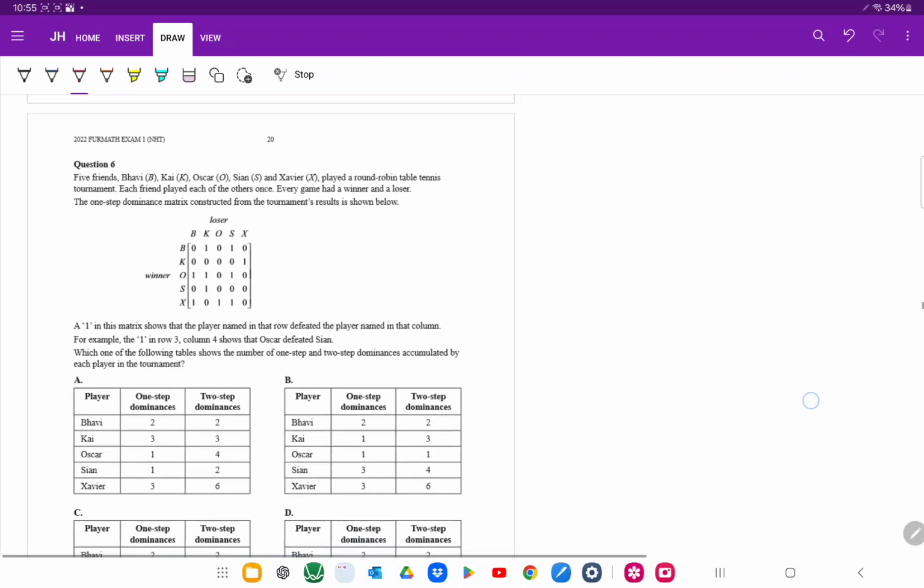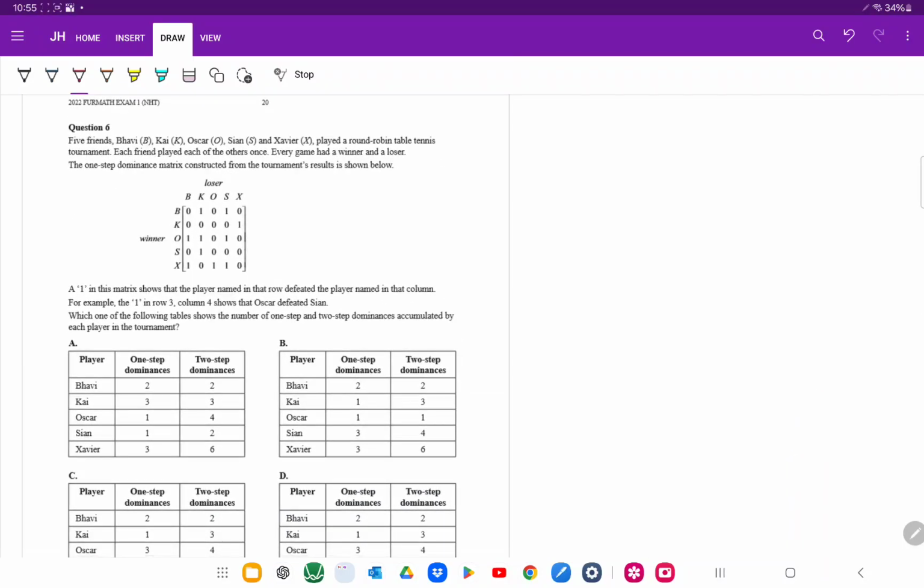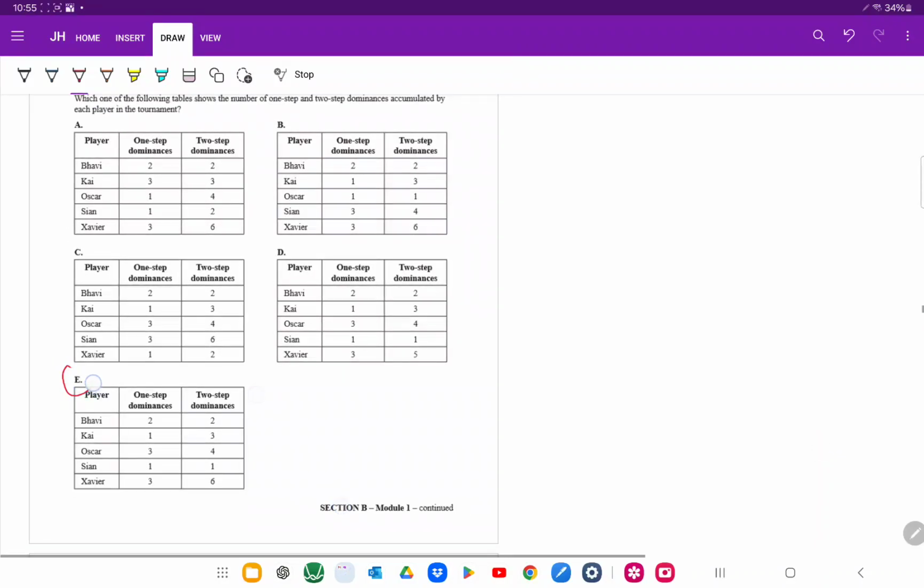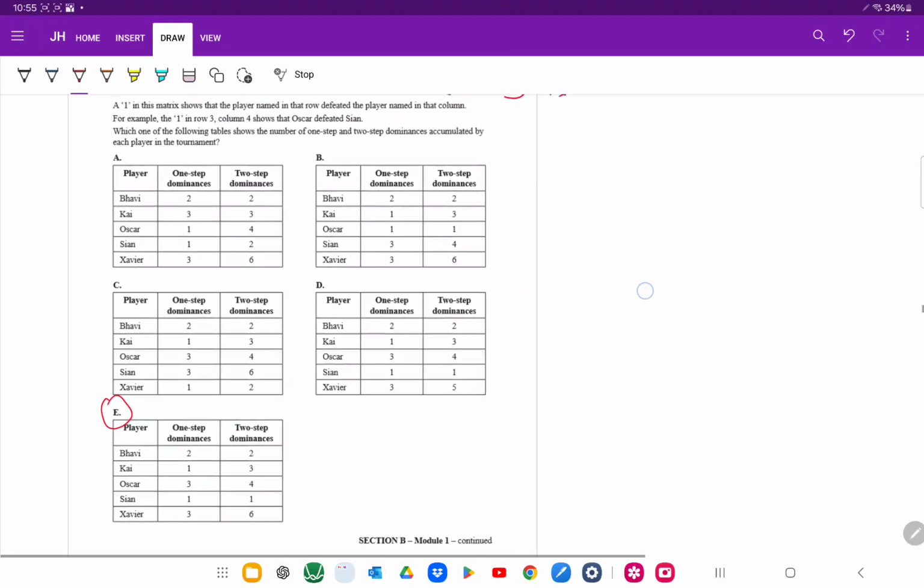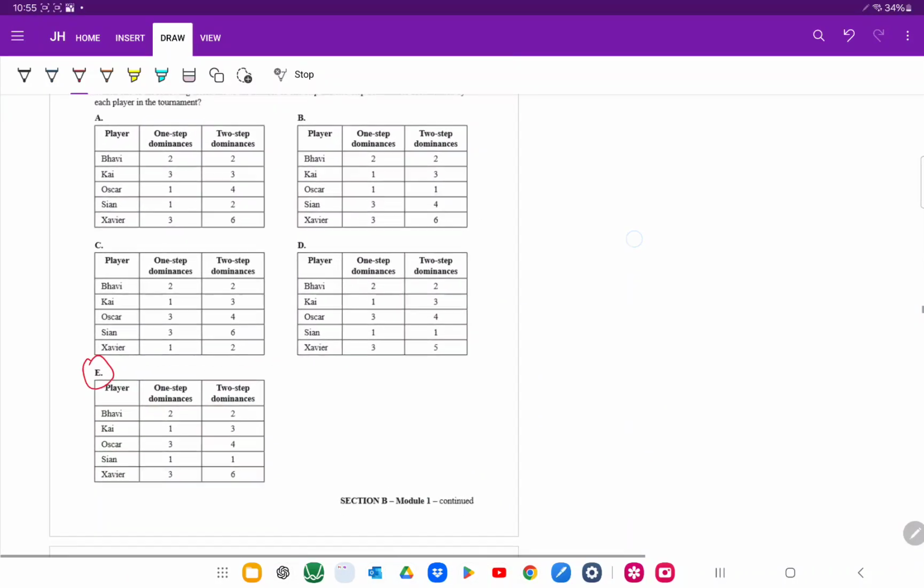For the next one, question 6, it talks about 1 and 2 step dominances. In this case, the answer is E. The way we can do that is by looking at the sums. So this is 2, 1, 3, 1, 3. If you square this matrix, if we call that T, T squared will equal a particular set. If we add them up, we get the answer in this case.